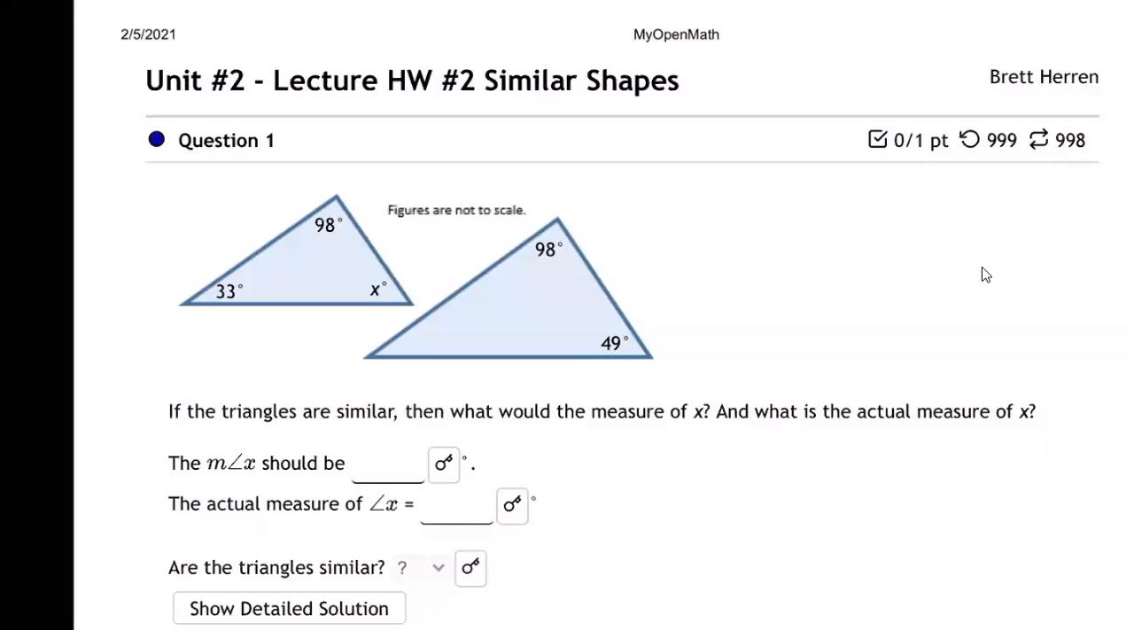Okay, so similar shapes. What in the world are similar shapes? Last time we talked about congruent shapes. Let me give you the basic story, and then we'll dive into the details.